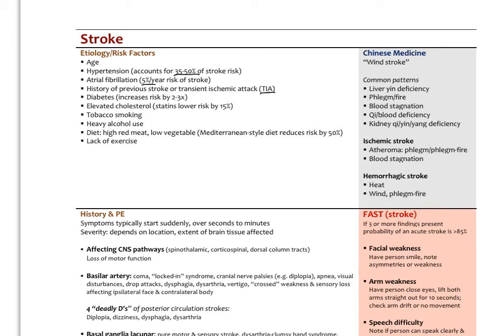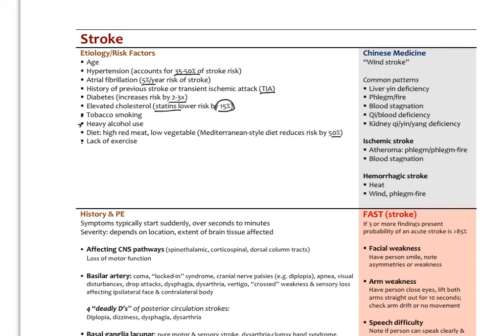Diabetes increases your risk by 2 to 3%, so along with hypertension, a huge controllable risk factor here. And then elevated cholesterol. Statins, which are one of the main drugs used to lower cholesterol levels, we'll talk about those later, lower the risk by up to 15% in some groups of patients. Tobacco smoking, heavy alcohol use, and then diets high in red meat, low in vegetables. We find that things like the Mediterranean diet actually reduce the risk of stroke by 50%, and then lack of exercise. So a lot of these are modifiable, and that's why we're always looking at things like hypertension and diabetes and cholesterol in the clinic as really important things that we can address.